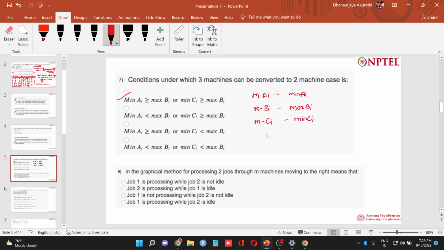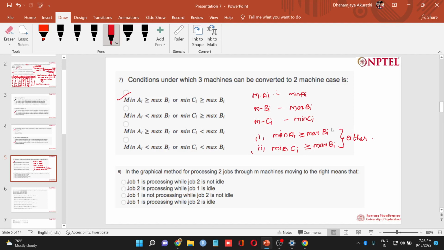Then the criteria is that minimum of mission AI should be greater than or equal to max of mission BI's value, or from the first option, minimum of mission CI should be greater than or equal to max of mission BI. Either of this, not both. If either is satisfied, then we can convert the 3 missions case into the 2 mission case.